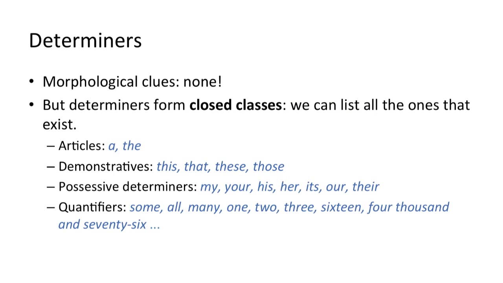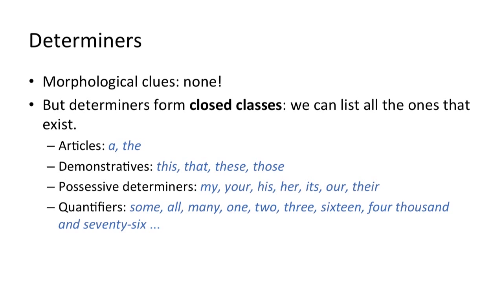Morphological clues aren't much used with determiners because determiners in English don't take any morphology. But they do form what we call closed classes. What this means is that there's only a limited number of each type of determiner, so it's possible to actually list all the ones that exist in each category. There are several different types of determiner in English. And the reason we call all of these different things determiners is that they all go in the same place before the noun. And we can usually only have one of them at a time, with one exception that we'll get back to in a minute.